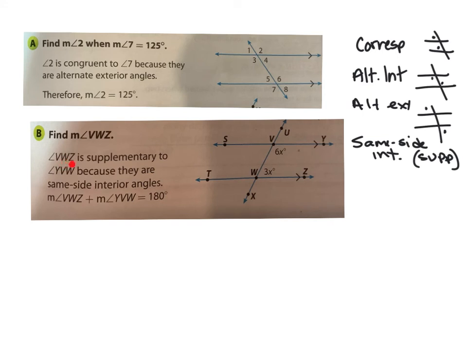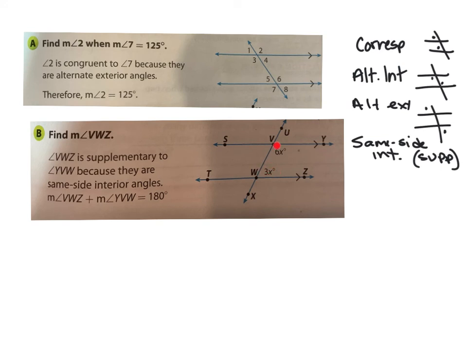On the next one, they say, find the measure of angle VWZ, this angle. We know that angle VWZ is supplementary to angle YVW because they are same side interior angles. This angle here is a same side interior angle with this angle here. Remember, supplementary means they both add together to equal 180 degrees. This says the measure of angle VWZ plus the measure of angle YVW is equal to 180 degrees. It looks like a bunch of gobbledygook, but that's how you read that.